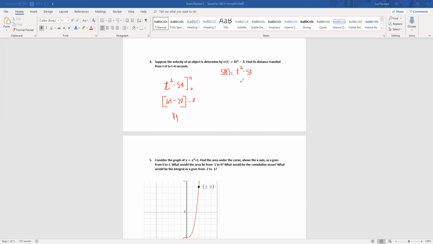So again, if you know the position equation, you take the derivative and you have the velocity. But the opposite of that is knowing the velocity, taking the integral, and that gives you the position equation. And then you can evaluate the integral and you have the total distance traveled.